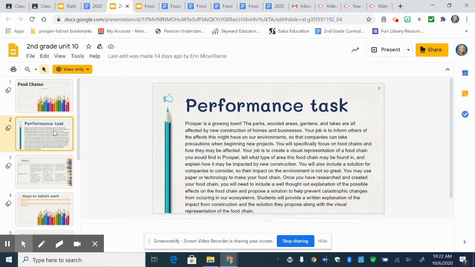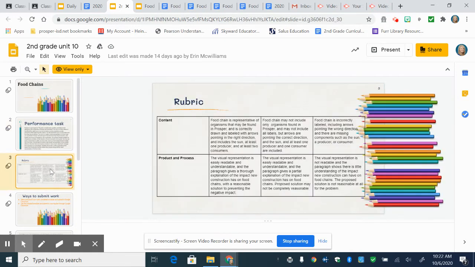Once you've researched and created your food chain, you'll need to include a well thought out explanation of the possible effects of the food chain and propose a solution to help prevent catastrophic, that means really bad, changes from occurring in the ecosystems. Students will provide a written explanation of the impact from construction and the solution they propose, along with the visual representation of the food chain. Now, that's a lot of words here, okay?